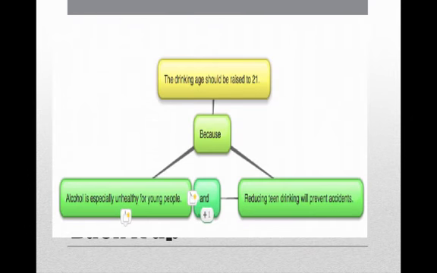Let's say, for example, I want to write an essay arguing that the drinking age should be raised to 21. I've got to think of reasons for it, and I can do that using an argument map like this, where I can sort of visualize my argument. I can say the drinking age should be raised because I come up with one reason: alcohol is especially unhealthy for young people, and because reducing teen drinking will prevent automobile accidents. Now I know what I need to know in order to start planning and writing my essay.